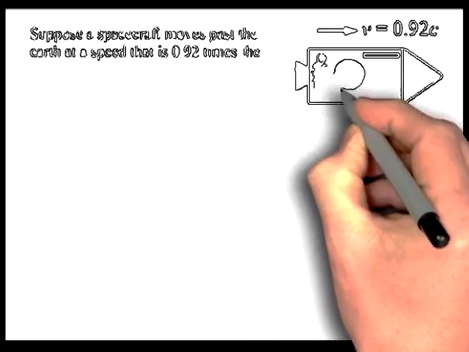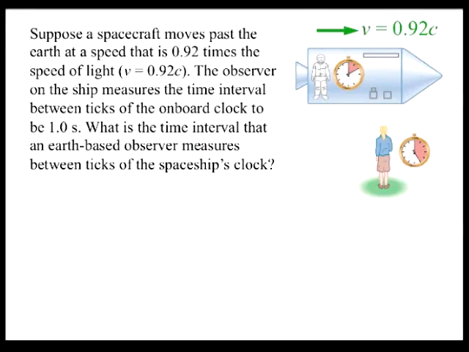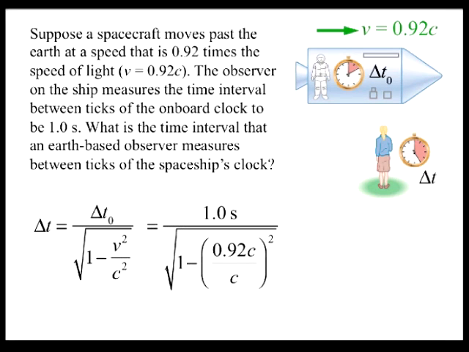As a simple example, suppose a spacecraft moves past the Earth at a speed that is 0.92 times the speed of light. The observer on the ship measures the time interval between clicks of the onboard clock to be 1.0 seconds. What is the time interval that an Earth-based observer measures between ticks of the spaceship's clock? We start with the time dilation equation and input the speed and proper time delta t0 equal to 1.0 seconds. This gives delta t equals 1.0 seconds divided by the square root of 1 minus (0.92c) squared divided by c squared, which equals 2.6 seconds. What does this mean?